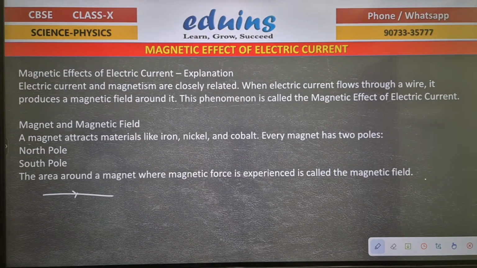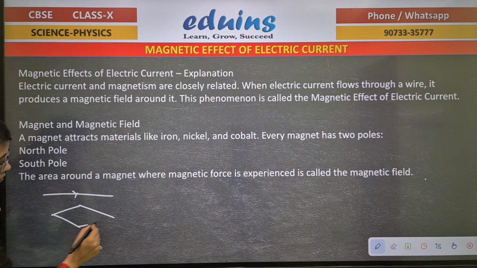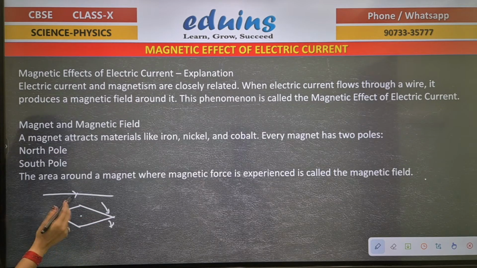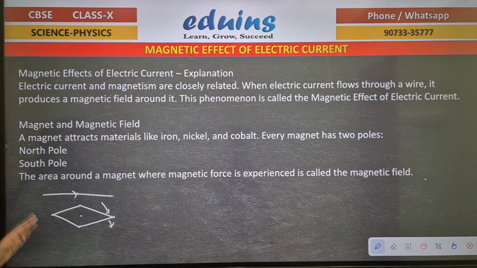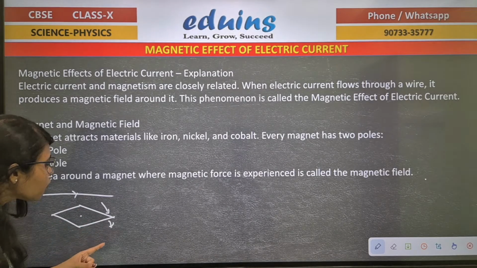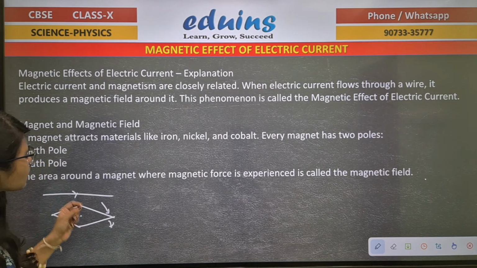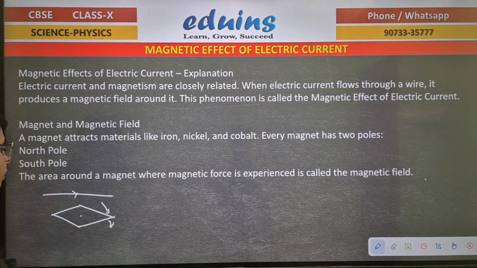If we place a magnetic needle or magnet there, it can deflect the north pole, so there must be some magnetic effect. This was discovered by Hans Christian Ørsted. For the deflection of the magnetic needle, a magnetic field must be present. If no magnetic field were present, this phenomenon would never happen.